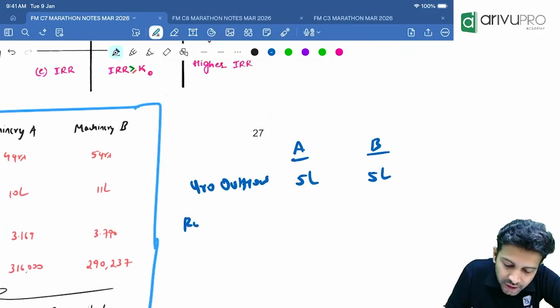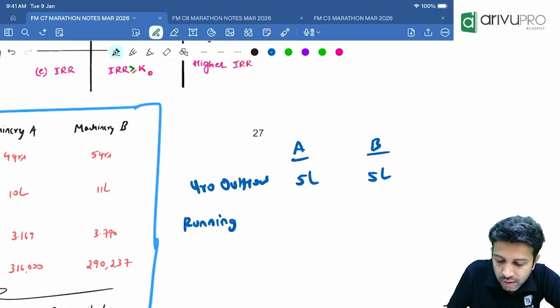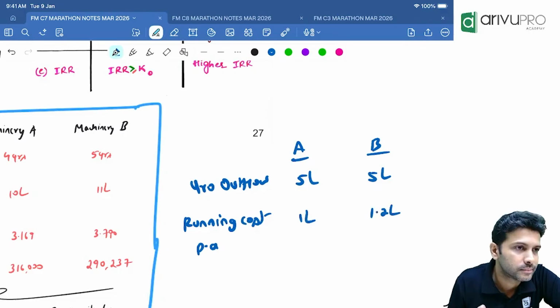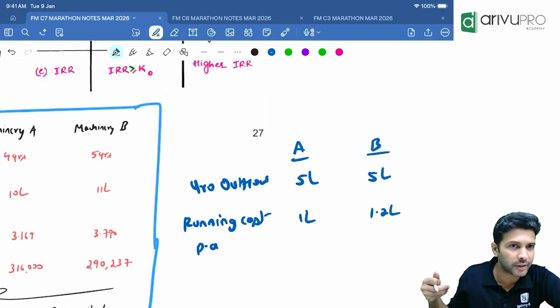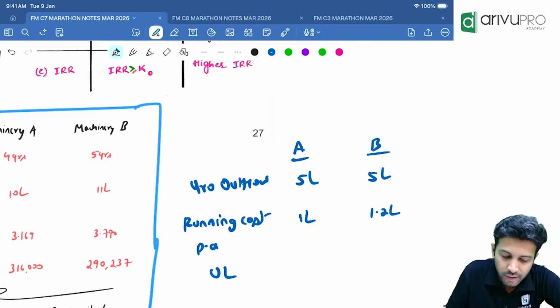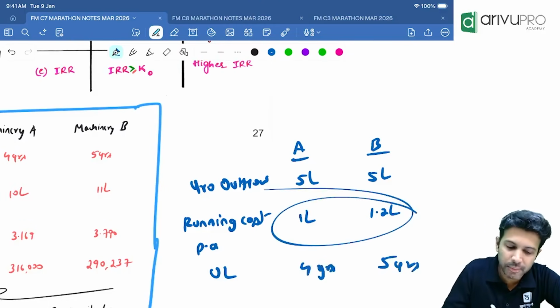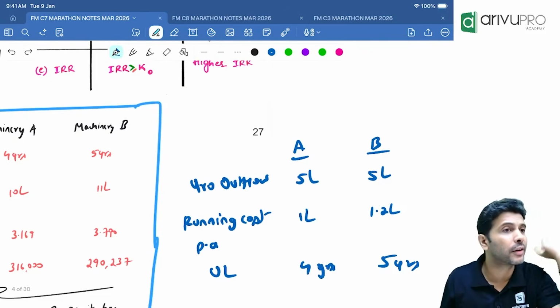Then they will say running cost per annum. For A it is 1 lakh, for B it is 1.2 lakh. Possible. Or they will give you different running costs. What is the life of A? 4 years. What is the life of B? 5 years. They may give you same running cost every year, or it may be different.